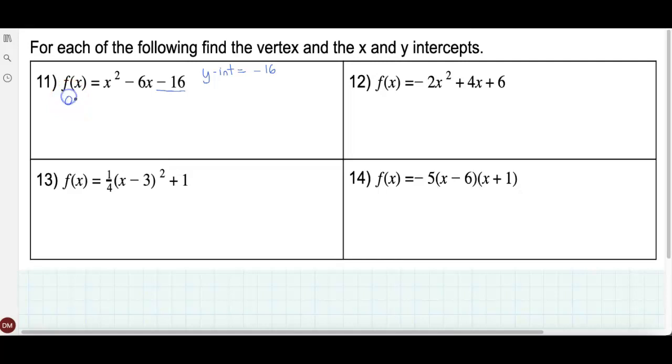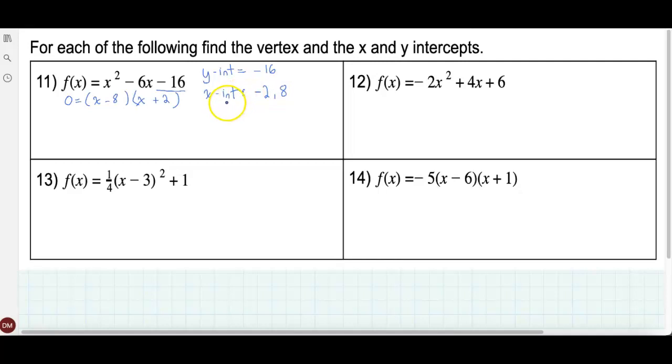So 0 is equal to, and can we factor this? Let's try to do that. Looks like a simple one. A product of negative 16, that's going to be negative 8 and positive 2. So our roots are 8 and negative 2, right? So the x-intercepts are negative 2 and 8, okay?